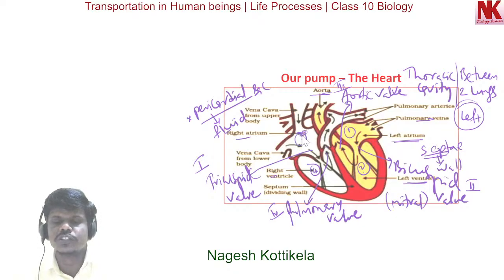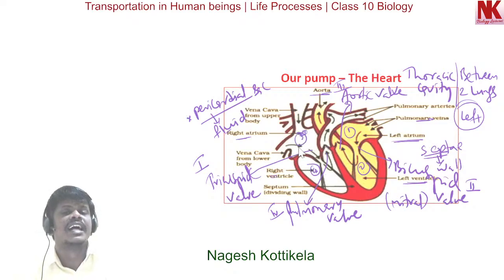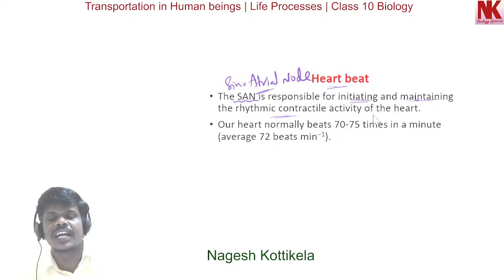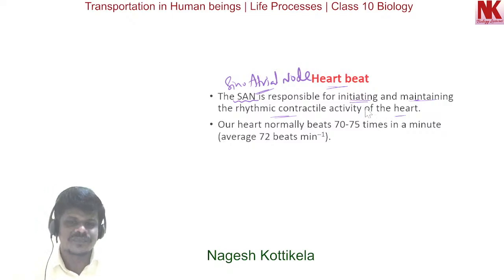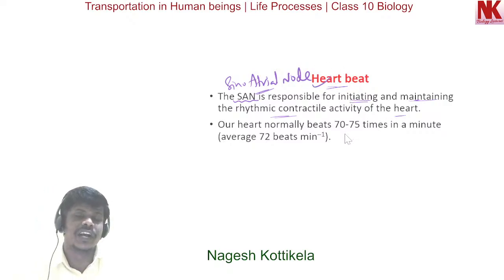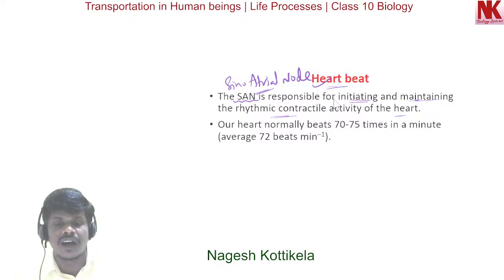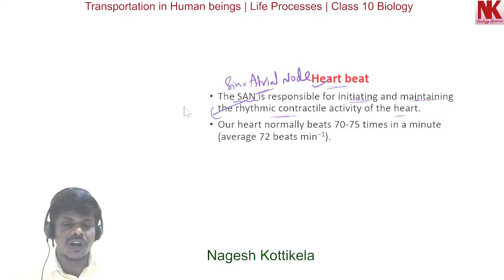So this is the location, right atrium, right corner, and this sinoatrial node is responsible for initiating and maintaining the rhythmic contractile activity of the heart. So it is initiating the heartbeat. So which structure, which tissue is initiating the heartbeat? The answer is SAN, sinoatrial node. Because it is initiating and maintaining the rhythmic contractile activity of the heart, this SAN is called natural pacemaker.